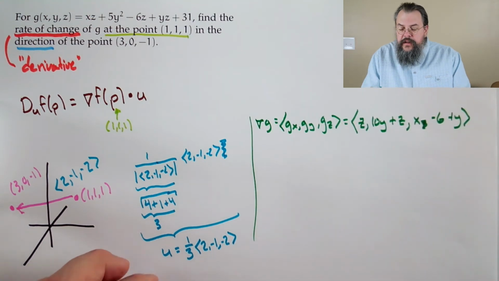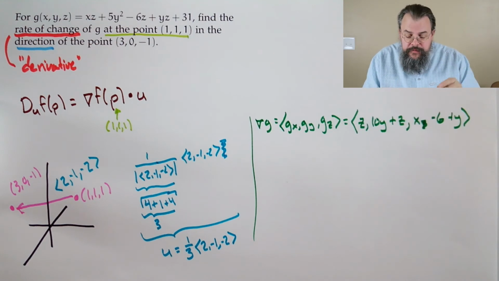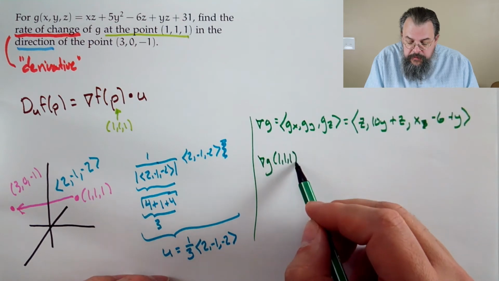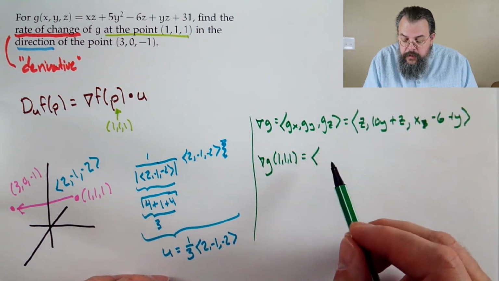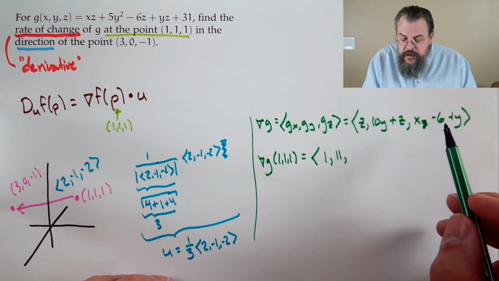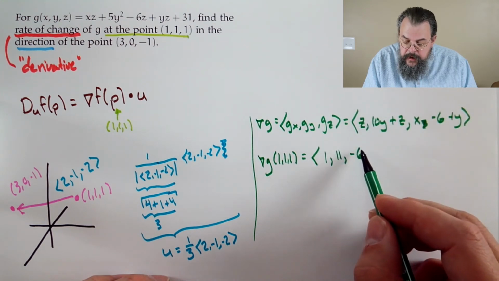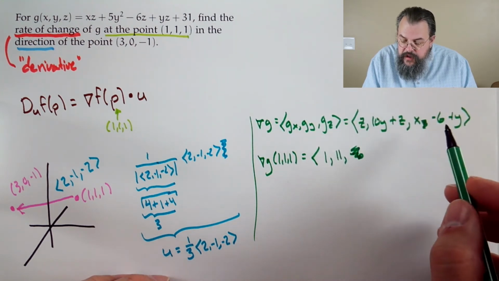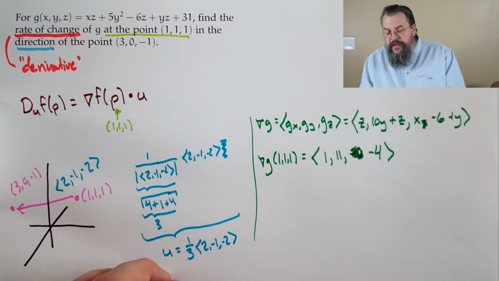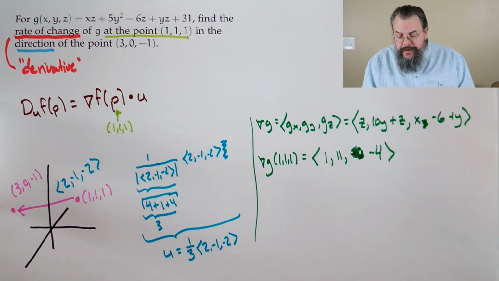And that's the gradient. Now, we need the gradient at our point. So, the gradient of g at the point 1, 1, 1 is, well, 1, 10 plus 1, 11, 1 minus 6 plus 1, so that's minus 4. There we go. We can do arithmetic. Well, if not, do it twice, right?